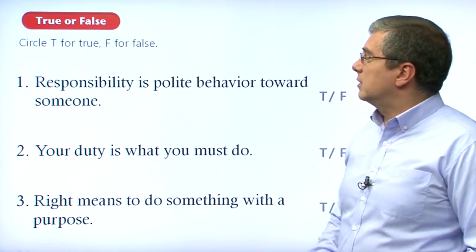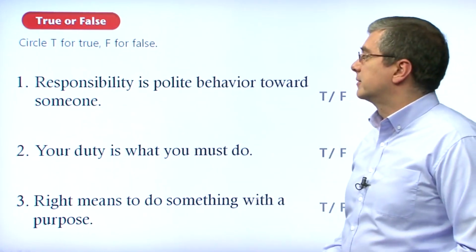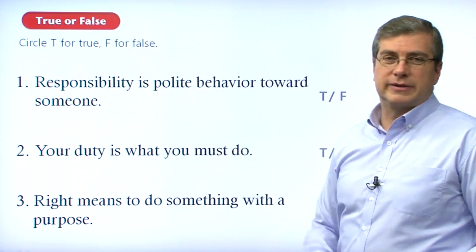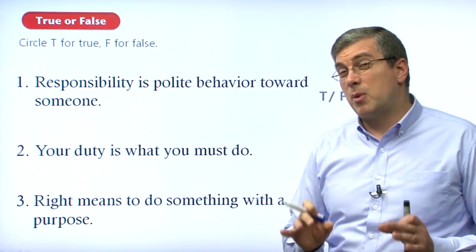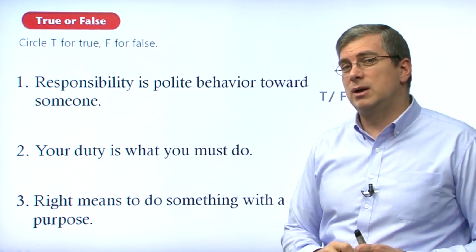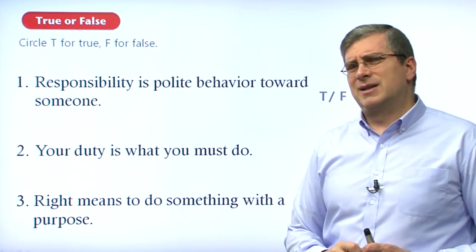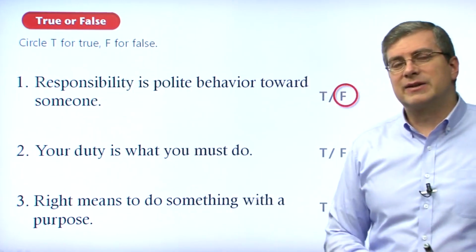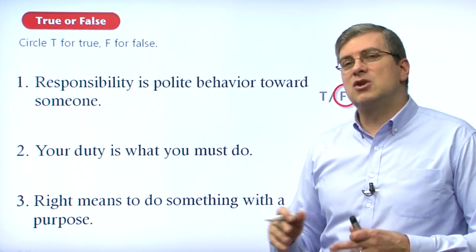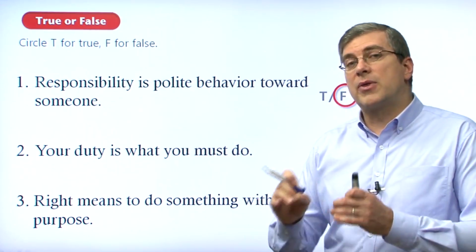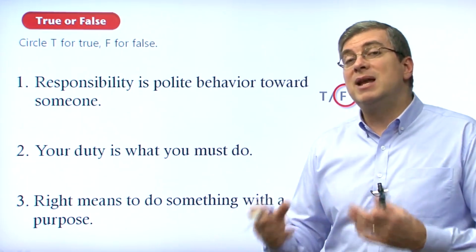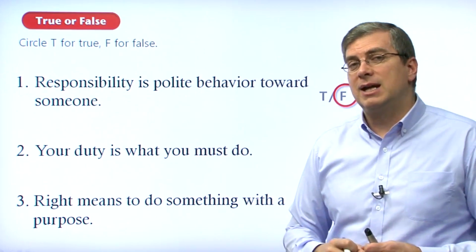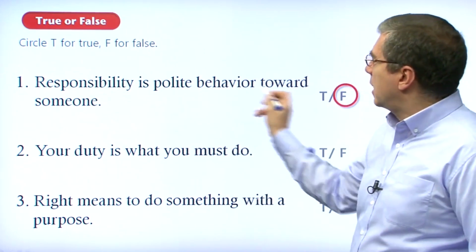We have 3 questions here. Circle T for true, F for false. Number 1, responsibility is polite behavior towards someone. So is responsibility polite behavior towards someone? Does that sound right? Doesn't sound right, does it? It's false. Why? Because responsibility is things or people you should take care of, and admitting blame or admitting that you're at fault, taking the blame if something goes wrong. So responsibility is not polite behavior.